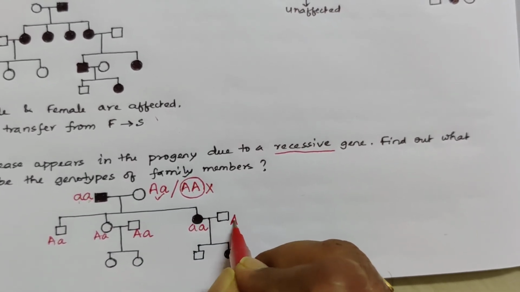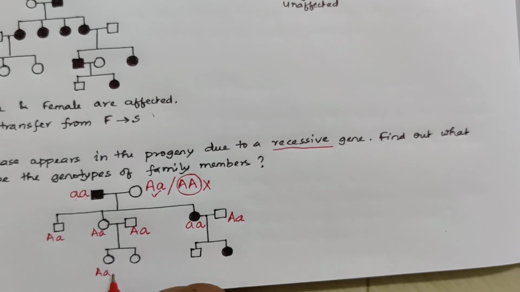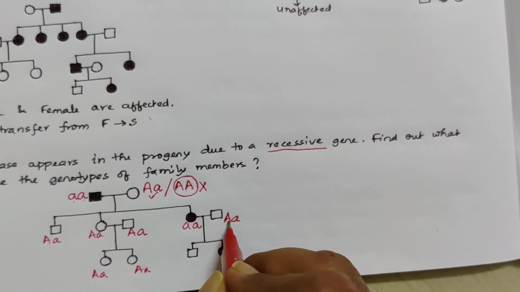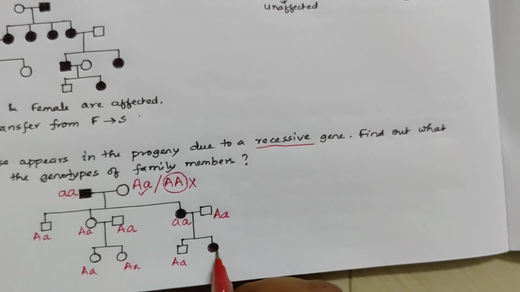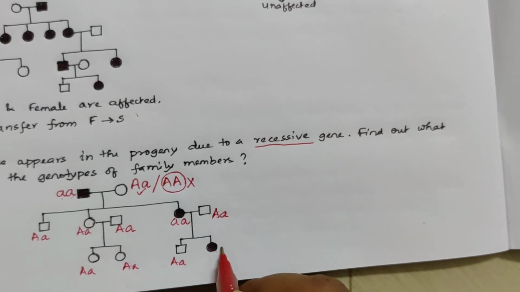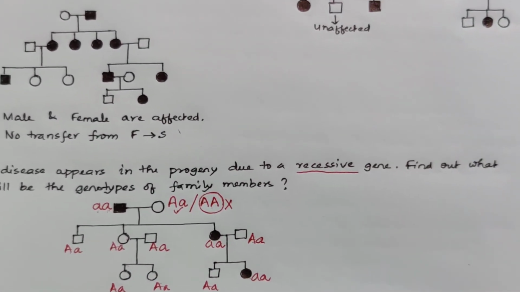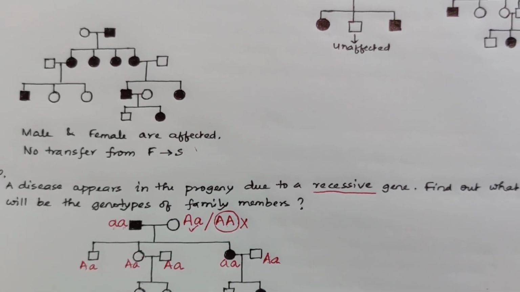This is not affected, that means capital A small a. Here these are not affected, meaning capital A small a. Not affected, capital A small a. Here capital A and small a from here. And in this case small a small a. So all the genotypes are found. So that's it. I hope you have understood this time.